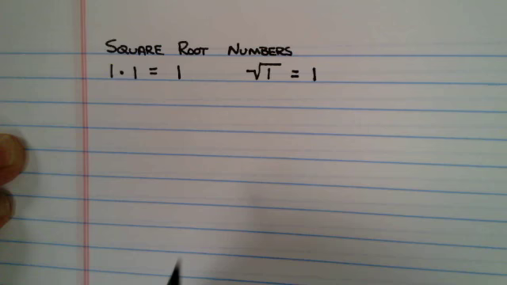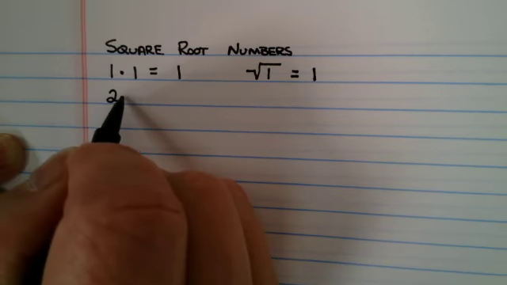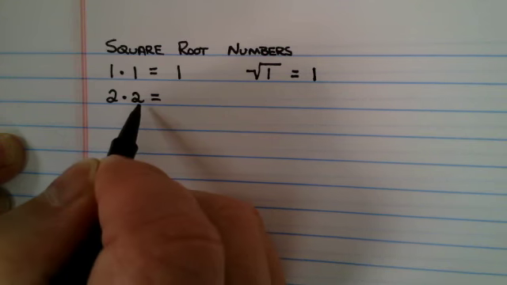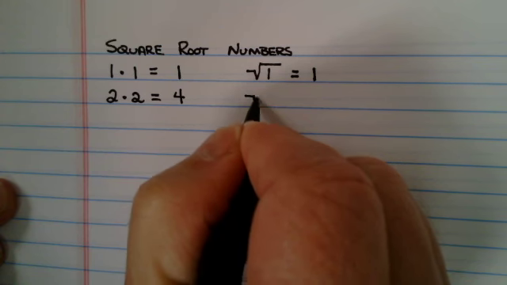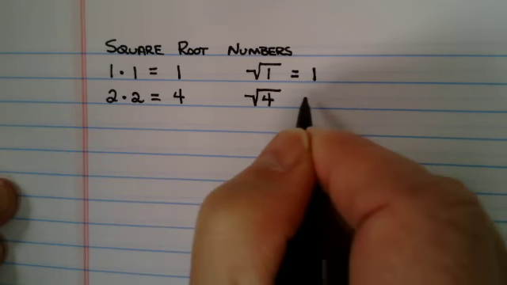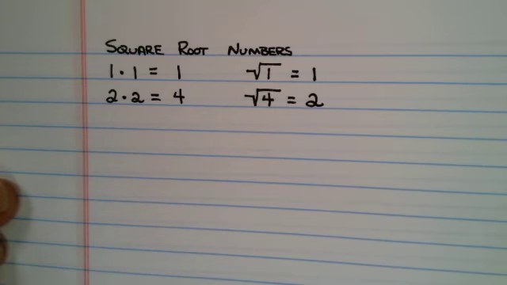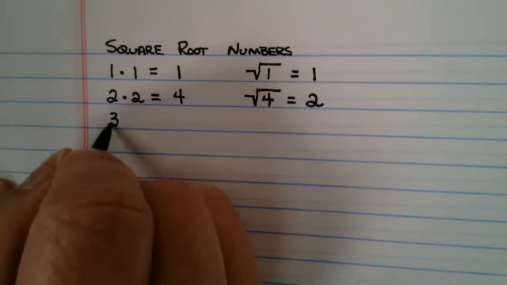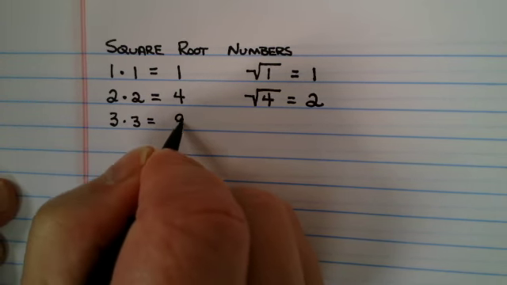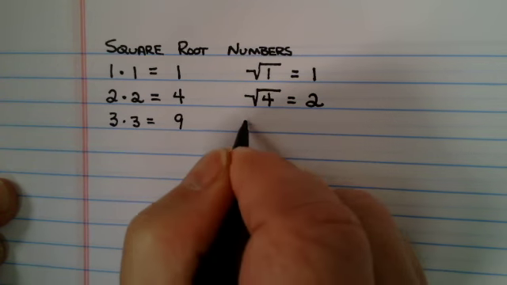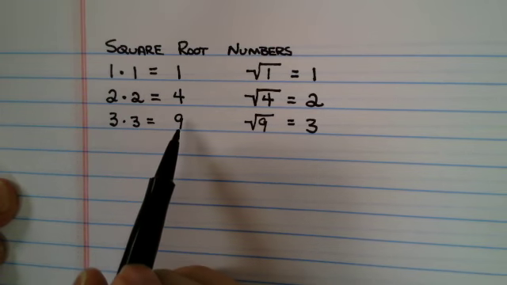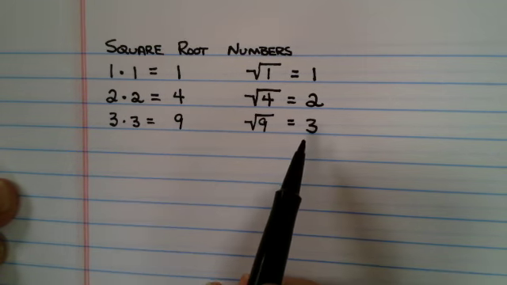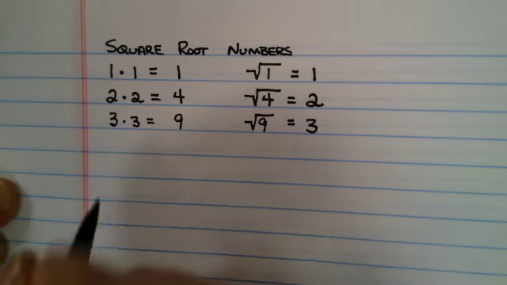I'm going to generate the next square root number. 2 times 2. These two numbers are exactly the same. I multiply them together and I get 4. So 4 is a square. What is the square root of 4? 2. I'm going to keep generating this list. 3 times 3 is 9. 9 is a square number because the square root of 9 is 3. There are two numbers that are exactly the same that multiply together to give you 9, and those two numbers are 3, but you only have to write one of them down.